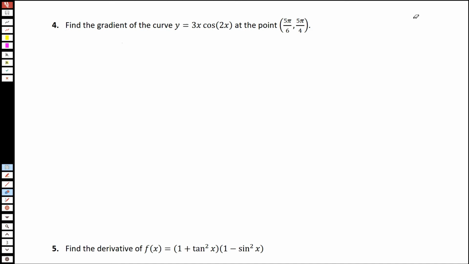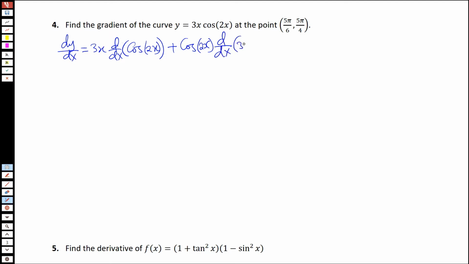In number 4, we are required to find the gradient of this function at the given point. So to do that, we shall start by finding the derivative of this function. So dy over dx, in this case, will be equal to, now because this is a product of two functions, we shall apply product rule. So basically 3x multiplied by the derivative of cos 2x plus cos 2x multiplied by the derivative of 3x.